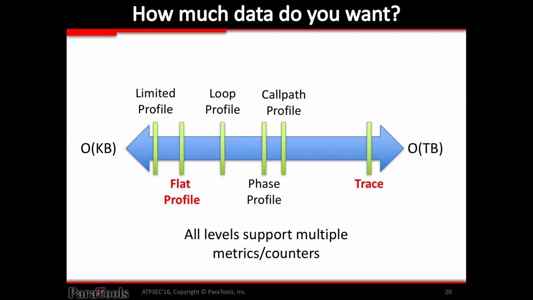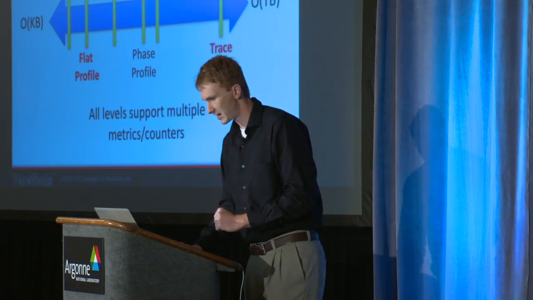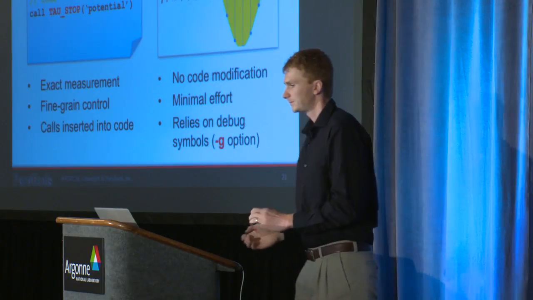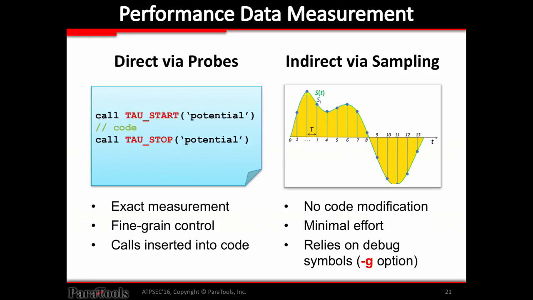So it comes down to how much data do you want? Now, how much data do you really need? The red text here, these are the defaults. If you use TAU and you say, TAU, give me a profile, you're going to get a flat profile. It'll be a few kilobytes large, pretty much no matter how many cores you use. Or if you say, TAU, give me a trace, it's going to be many terabytes. So just be aware of what kind of data you need. TAU can also do either direct measurement with probes or indirect measurement with sampling.